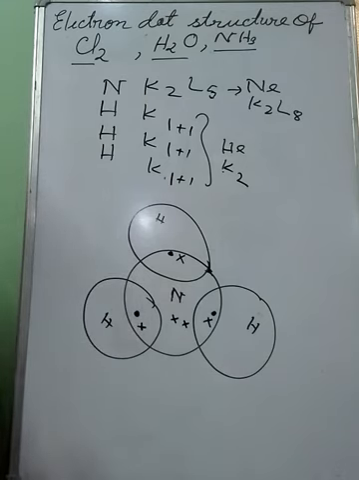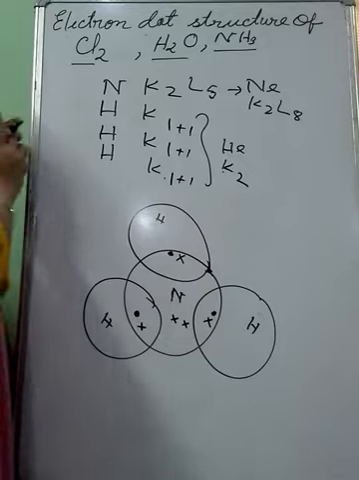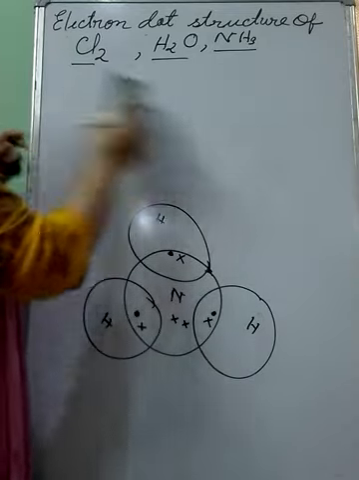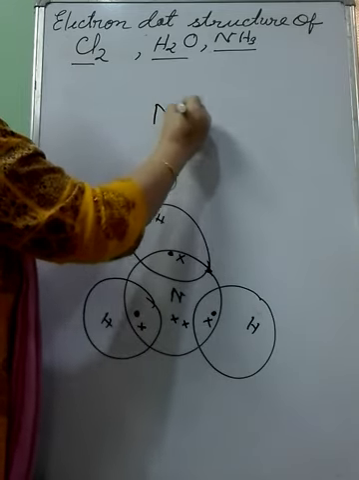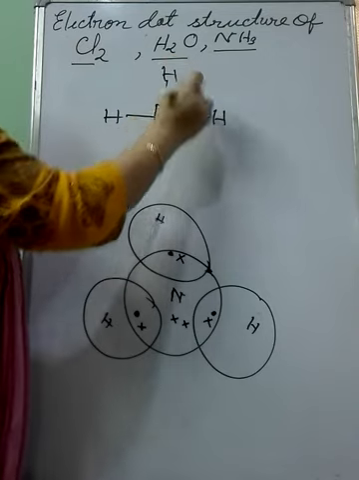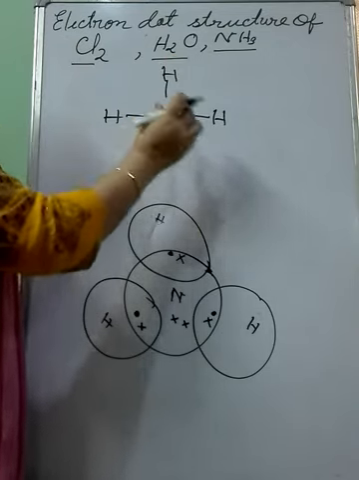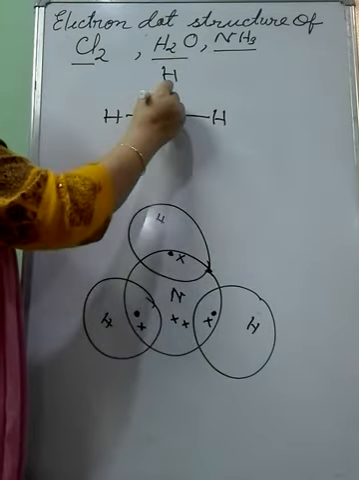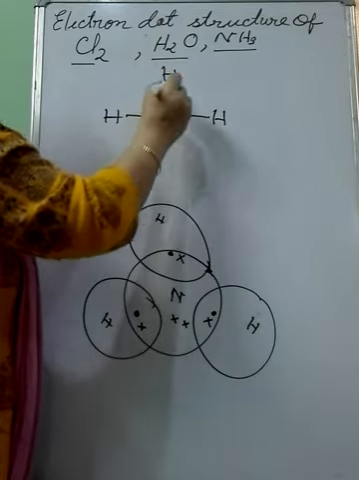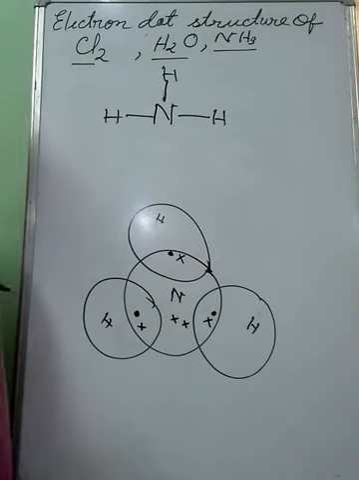Ammonia is also shown with the help of the skeletal structure like this. I am showing you nitrogen, hydrogen, hydrogen, hydrogen. This one line represents one single bond. This skeletal structure is shown in this way.